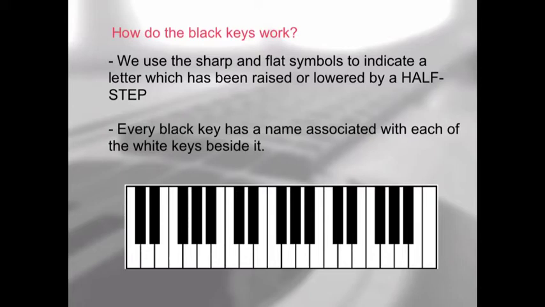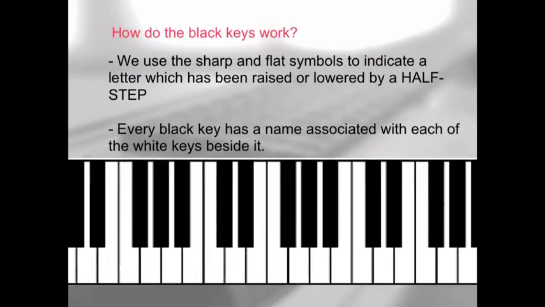So how do the black keys in fact work? Well, we have our 7 letters, A through G, and we use sharp and flat symbols next to these letters to indicate a note which has been raised or lowered by a half step. When we talk about a half step, we mean a note that is immediately adjacent to the note you're talking about, up or down. Every black key has a name associated with each of those white keys that are beside it.